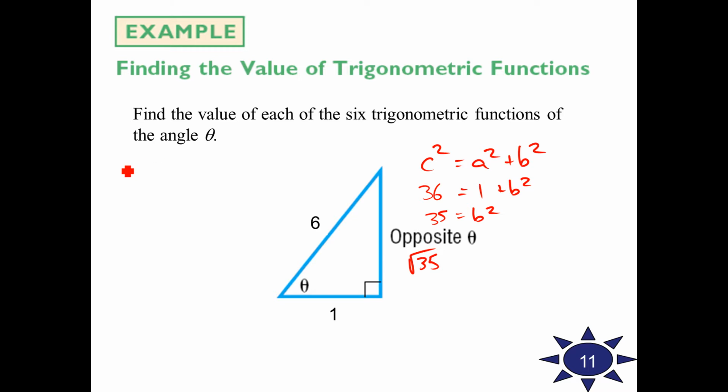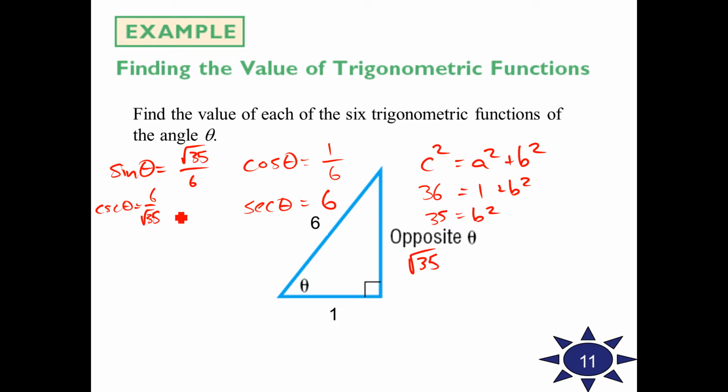Alright, so let's knock out our trig functions. Sine theta is opposite over hypotenuse, root 35 over 6. Cosine theta, don't forget to write your thetas in there, that's a common mistake. Adjacent over hypotenuse. And let's do the flips. Let's do secant first because that's an easy flip. Secant theta is 6 over 1, or just 6. Cosecant is going to be 6 over root 35.